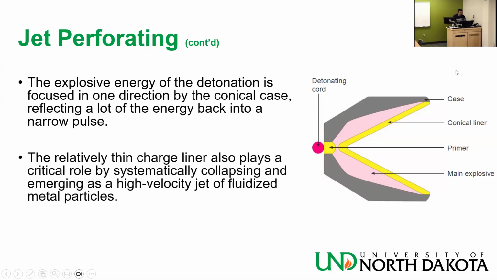The relatively thin charge liner also plays a critical role by systematically collapsing and emerging as a high velocity jet of fluidized metal particles. Yeah, I mean, self-explanatory. A high velocity jet is basically what you are trying to create.